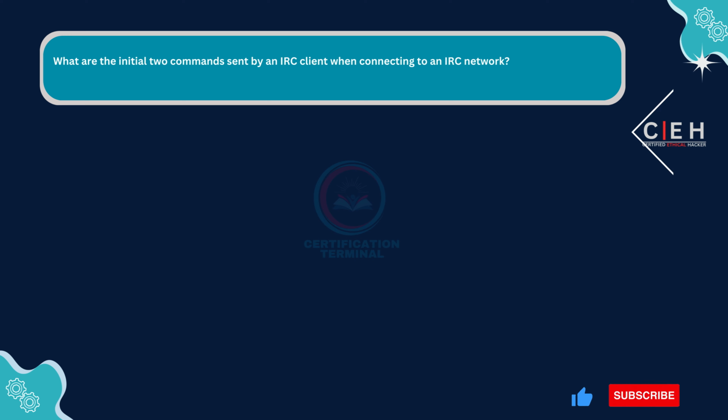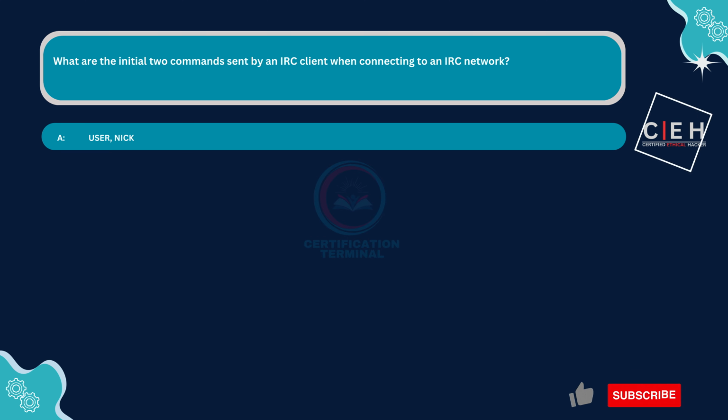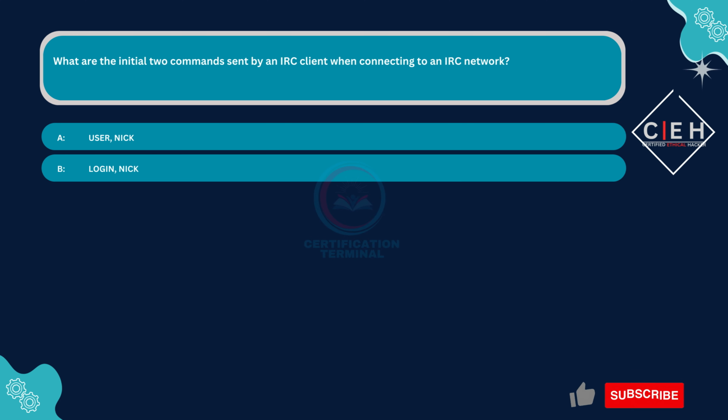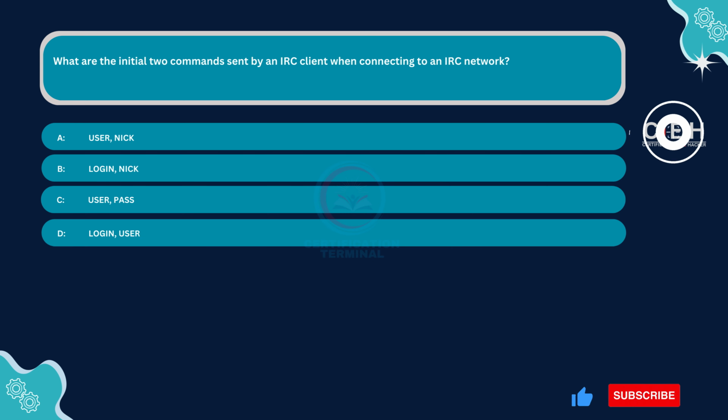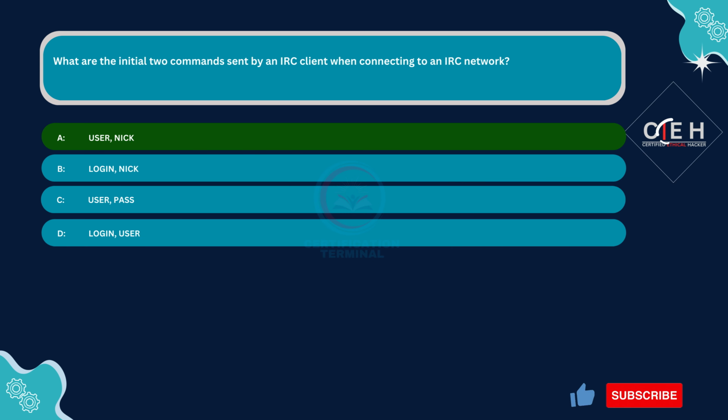Next question. What are the initial two commands sent by an IRC client when connecting to an IRC network? Option A, user and NICK. Option B, login and NICK. Option C, user and pass. Option D, login and user. The correct answer is option A, user and NICK.